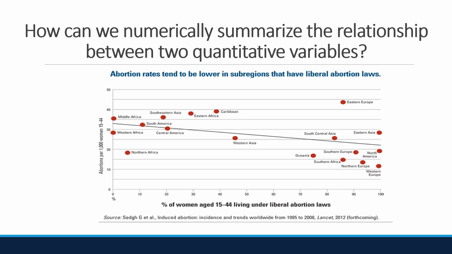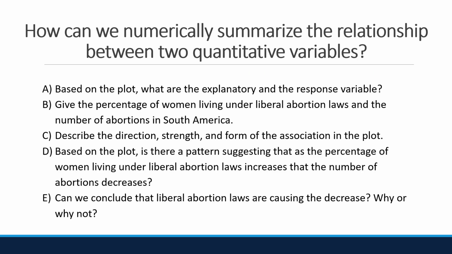Your turn. Below is a scatter plot which displays the number of abortions performed per 1,000 women versus the percentage of women in a country who live under liberal abortion laws. For example, find the point representing Oceania. In Oceania, about 75% of women live under liberal abortion laws, and there are about 16 abortions per 1,000 women. Pause the video and see if you can answer the following. Then come back and we will look at them together.